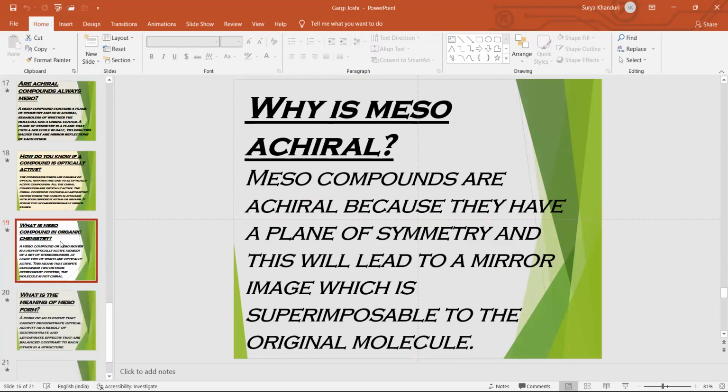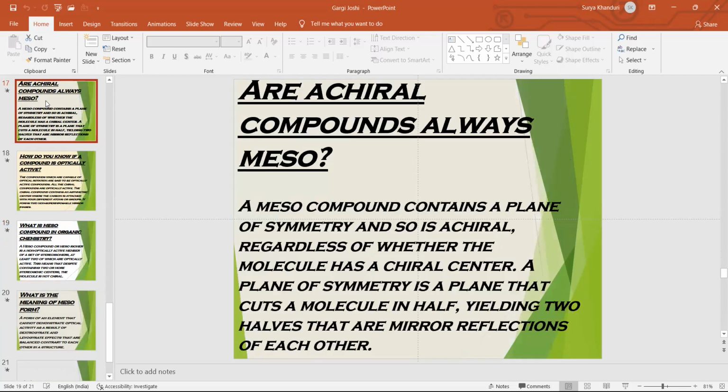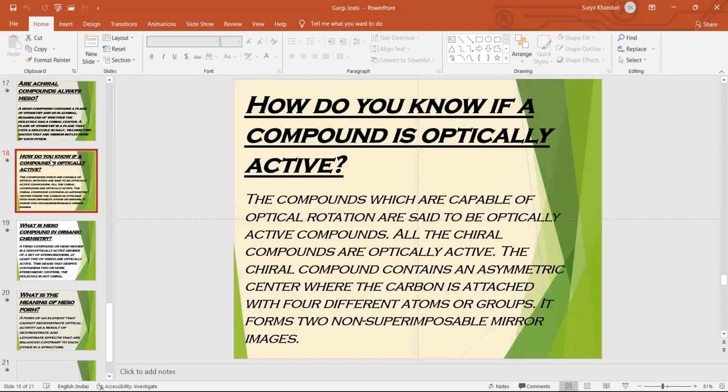Are achiral compounds always meso? A meso compound contains a plane of symmetry, and so is achiral, regardless of whether the molecule has a chiral center. A plane of symmetry is a plane that cuts a molecule in half, yielding two halves that are mirror reflections of each other. How do you know if a compound is optically active?